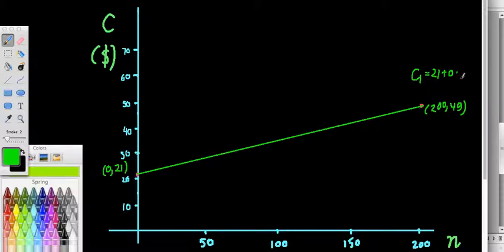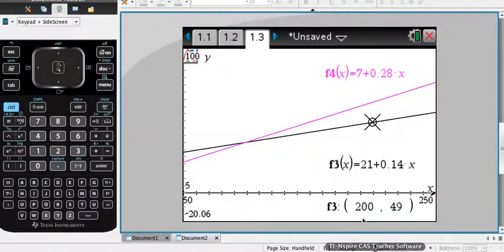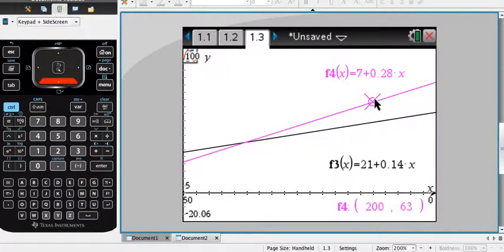Oops, that doesn't look too neat. Yep, 0.14n. There we go. Second one now, if I go back to my calculator here, just press the down button, so this arrow here, and it will take you to the next graph. And because I already had 200 written in there, it's automatically taken me to that point as well.